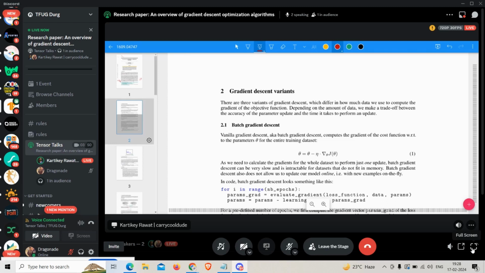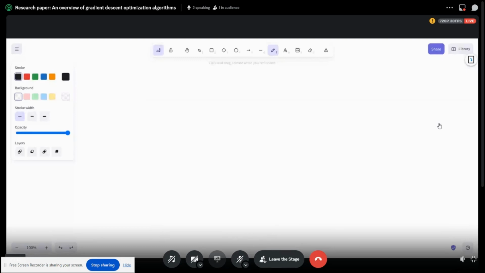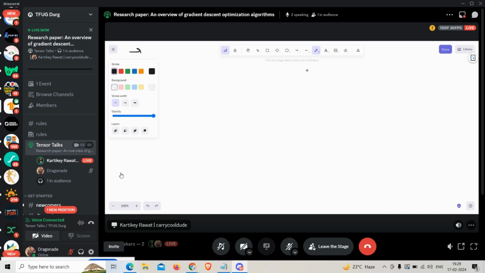Before deep diving into the paper, to give you a better understanding of how gradient descent actually works, I'm sharing this with you. If Aditya can ping me in between if there's any question, even though it's a very basic algo, so there will not be many questions. But let's deep dive into it.